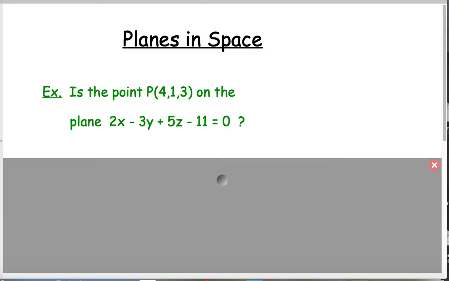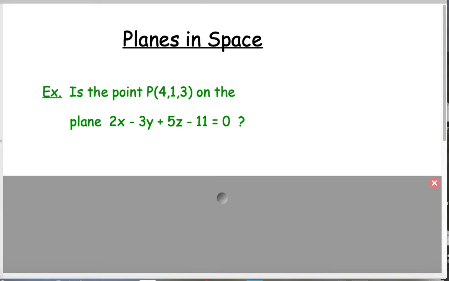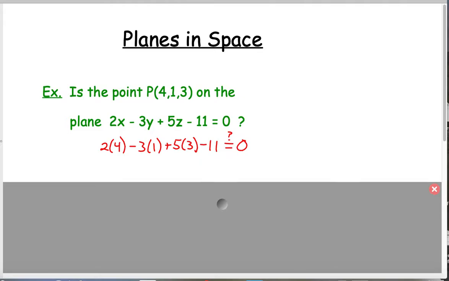Well, that should be easy enough to test, because if I asked you in 2 dimensions, is a certain point on a line, you just plug the values of x and y into your equation and see if the equation's true. So we'll do the same thing here in 3 dimensions. I'm going to put 4 in for x, 1 for y, and 3 for z. And if that's equal to 0, it'll be good.